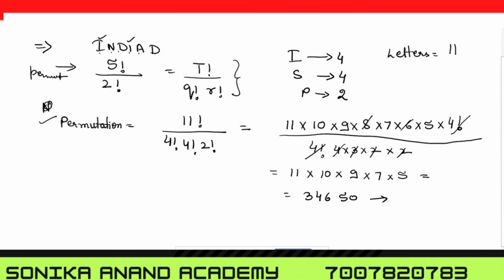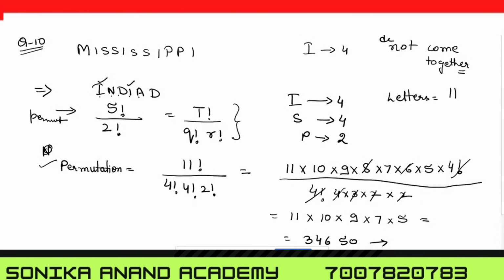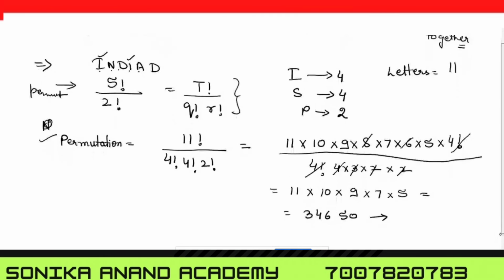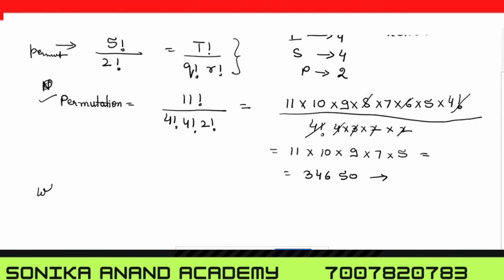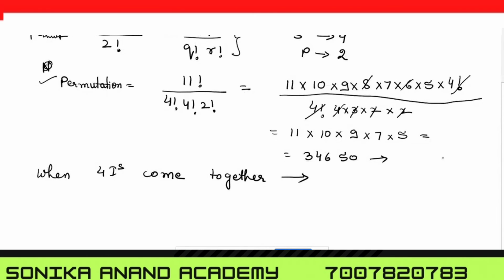Now in the question it is given that the four i's do not come together. So I will consider a case when the four i's come together, and find the permutation for that first. For example, if there's a test, I have to find how many questions are wrong, so I can also approach it by finding how many are right. After that, we subtract from that. So I consider the case when four i's come together.